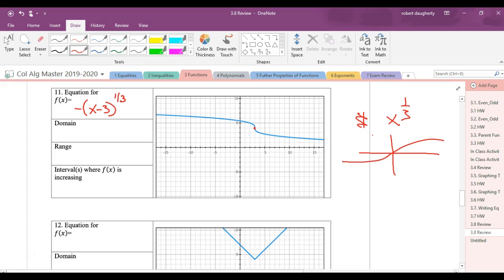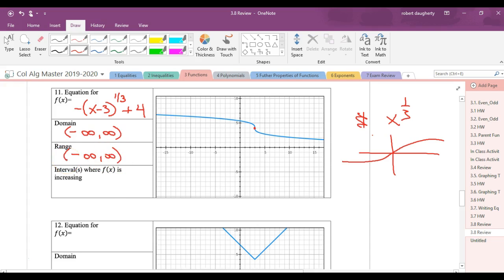And it looks like it moved 1, 2, 3, 4, up 4. So x minus 3 to the 1/3 plus 4. What is the domain of this function? This function has a domain of negative infinity to infinity. This function has a range of negative infinity to infinity.